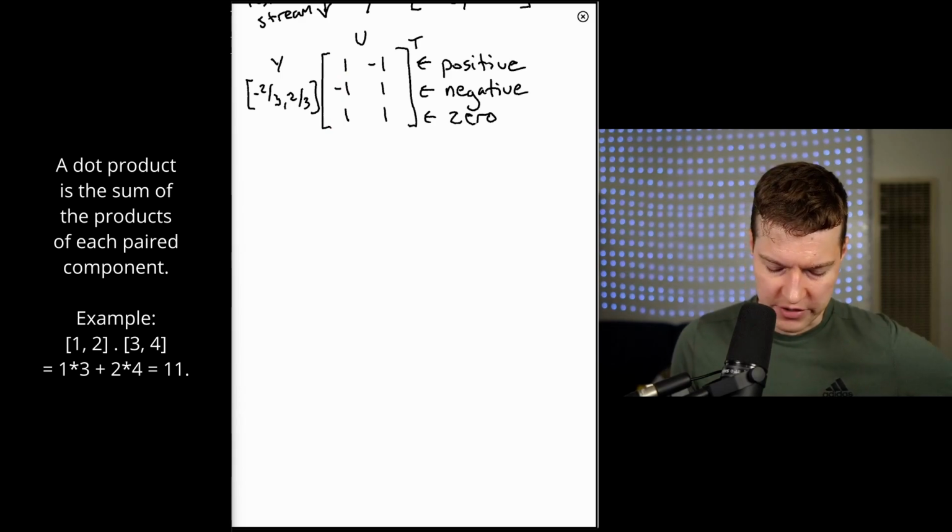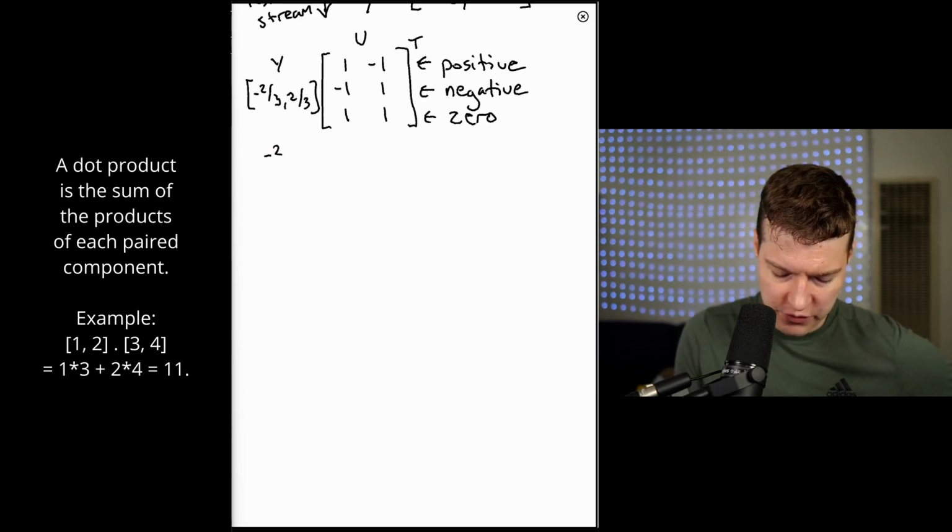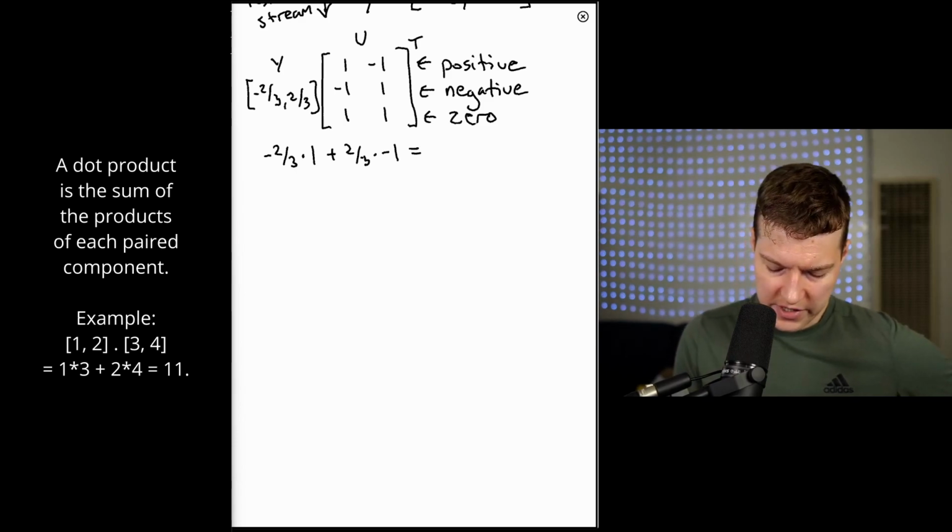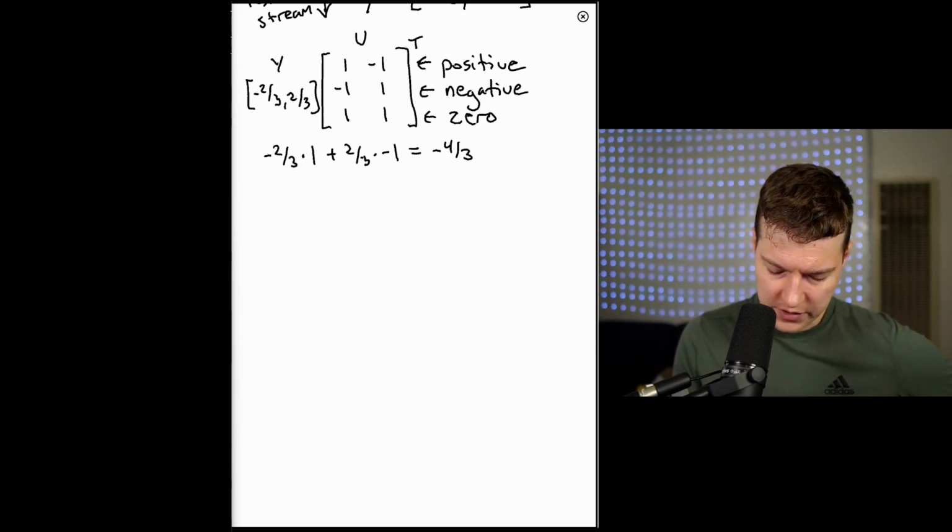And so let's see how this works. I'm going to compute a score for each output class. For the first one, for positive, it's 2/3 times 1 plus 2/3 times negative 1. And so what's the result? Well, that's negative 4/3. This is for the positive class.